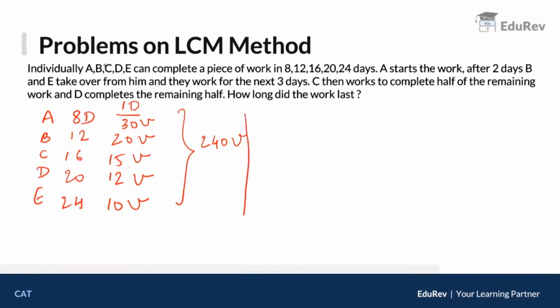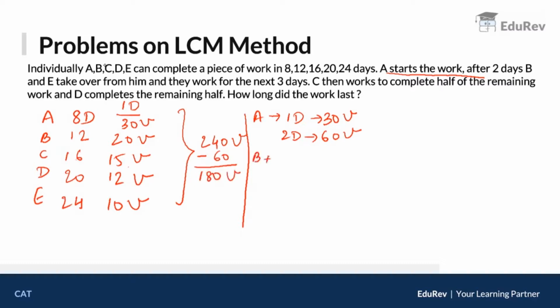Now let's focus on how they started. A starts the work. After 2 days, B and E take over from him. So A worked for 2 days only. So in 1 day A does 30 units. So in 2 days A has done 60 units. So out of the total work, 60 is already done. So we are left with 180 units. Okay, this is remaining.